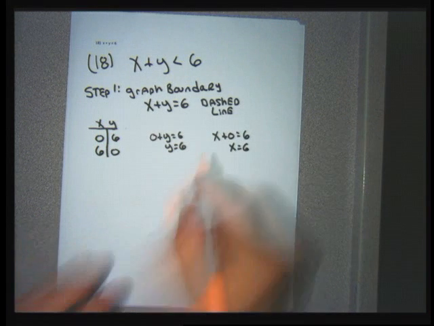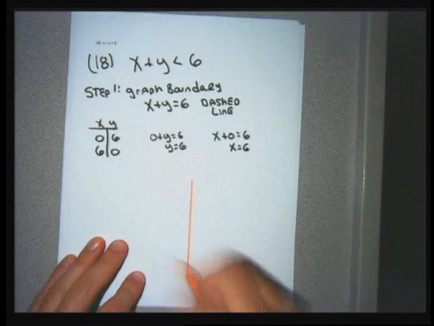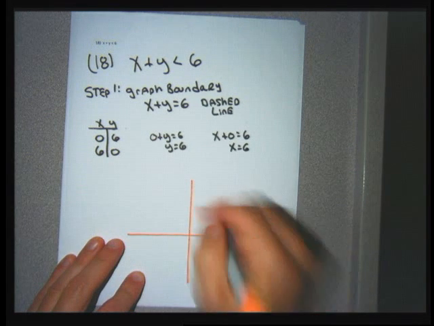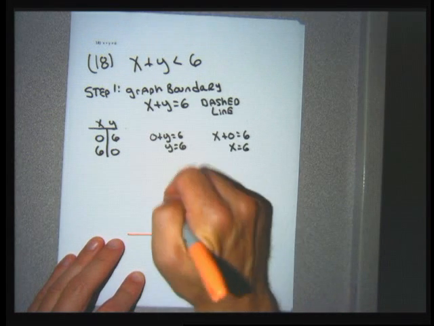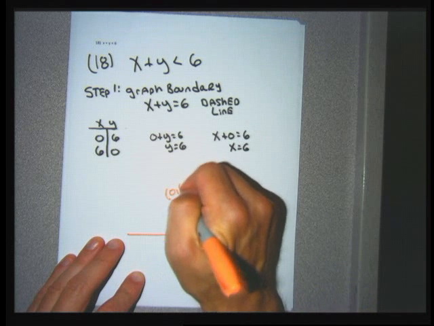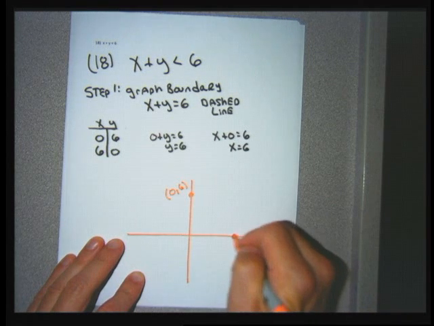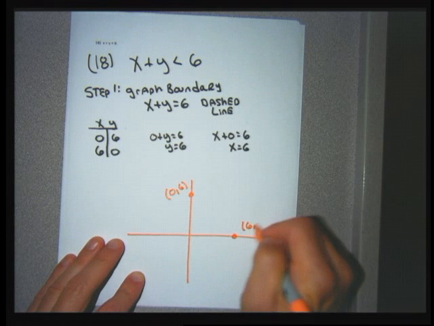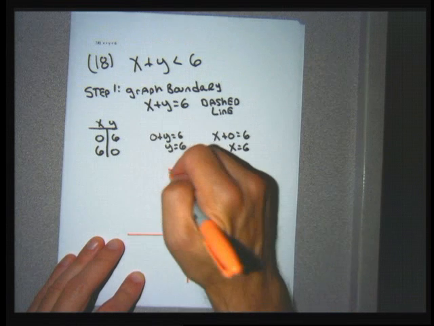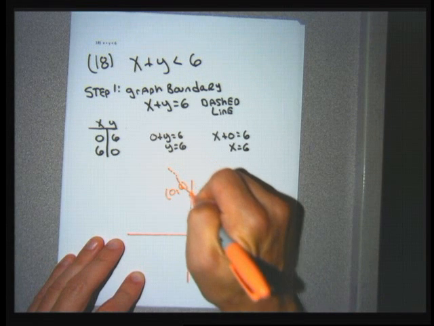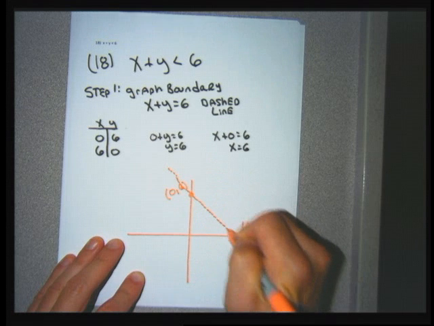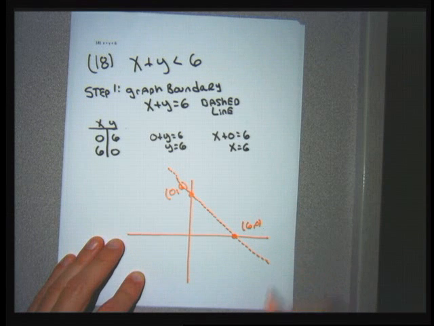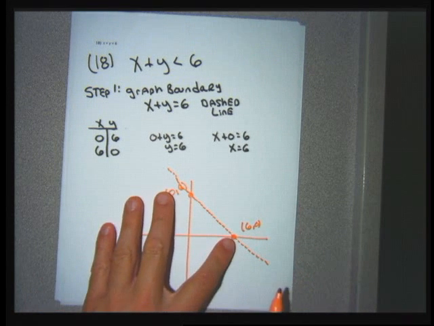So the beginnings of this problem is to find 6 on the y-axis, label the point (0, 6), find 6 on the x-axis, label the point (6, 0), and connect those 2 points, but not with a solid line. Do it with a dashed or a dotted line. And every point on this line is going to satisfy x plus y equal to 6.